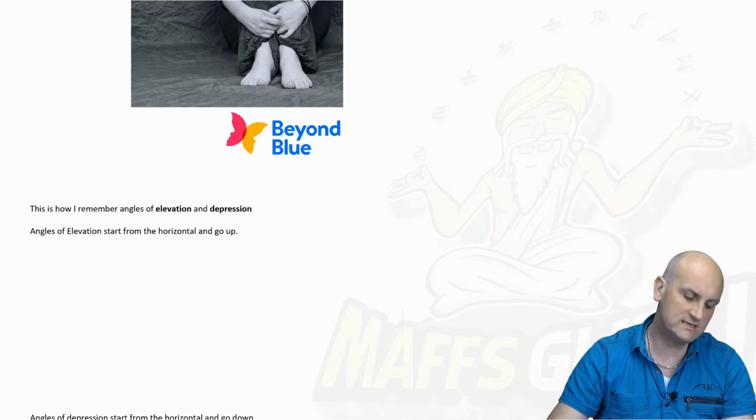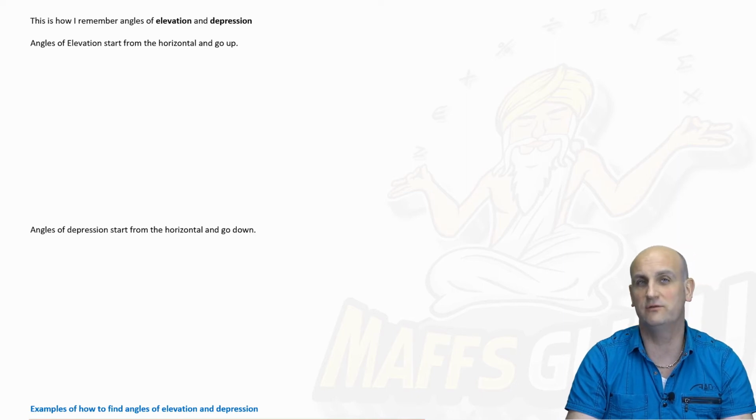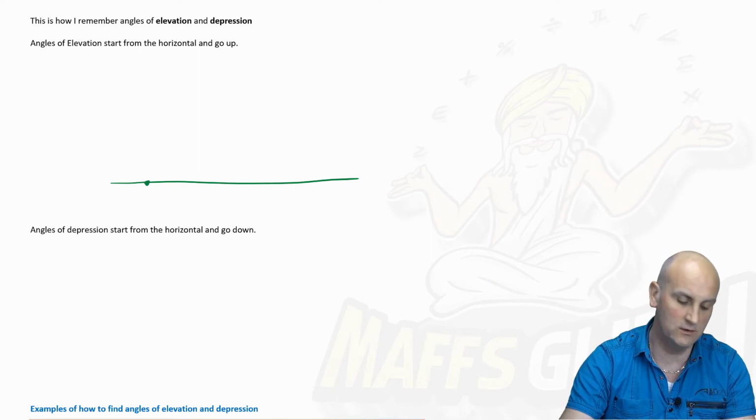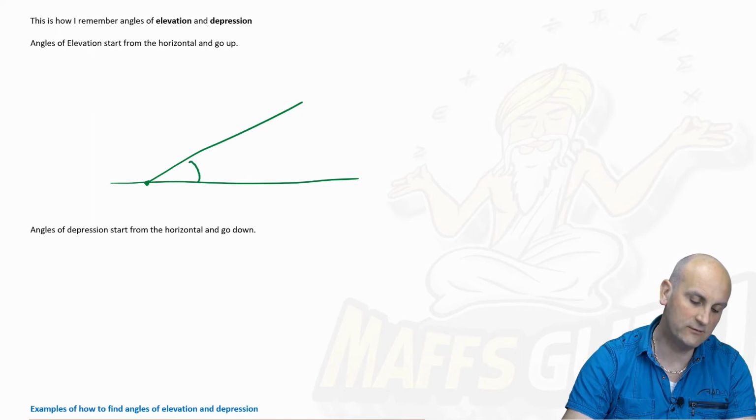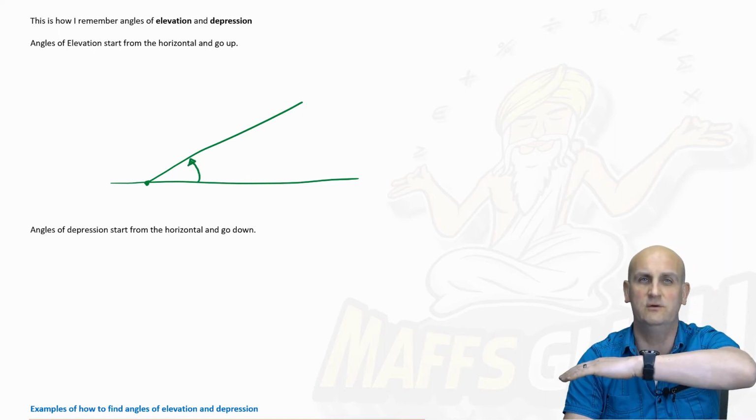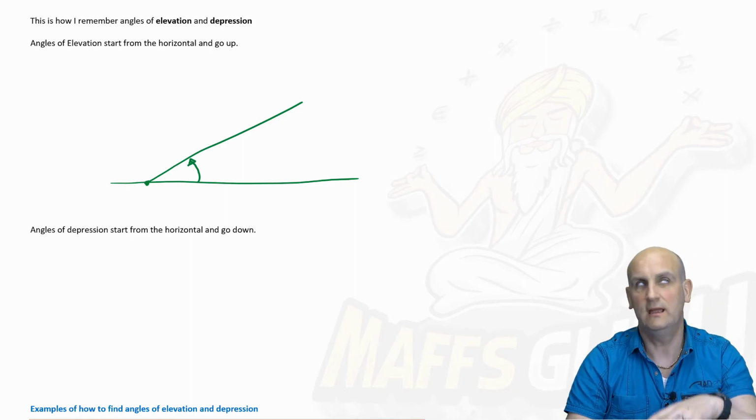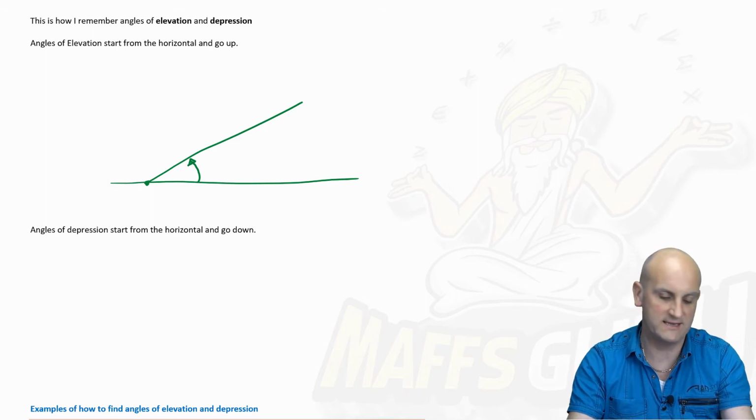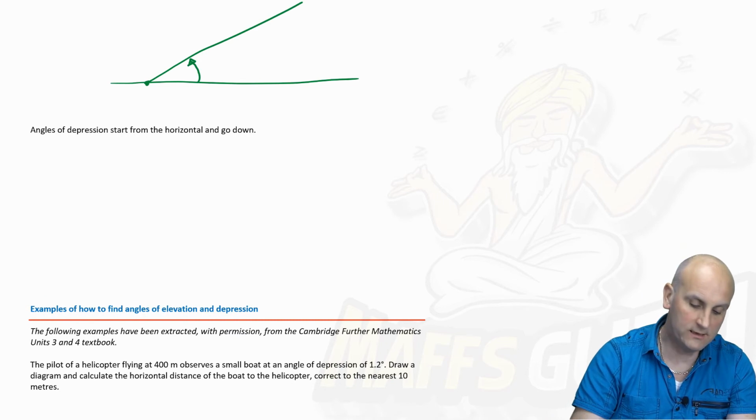So what is this all about in terms of maths? Well, angles of elevation start from the horizontal and go up. So if here is a horizontal, I could be lying at this point here, and if I'm going to look and have an angle of elevation, then basically it is this angle here. So it's starting at the horizontal and going up. Now, weirdly, angles of depression and angles of elevation are also the same, but we'll come back to that in just a moment. Angles of depression start from the horizontal and go down.